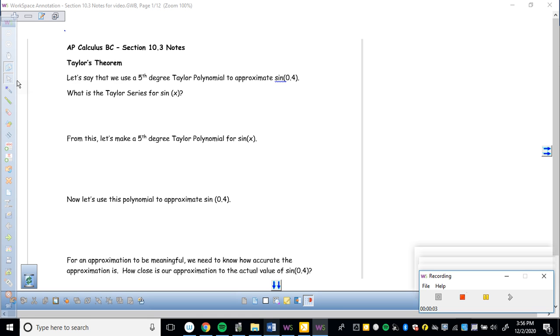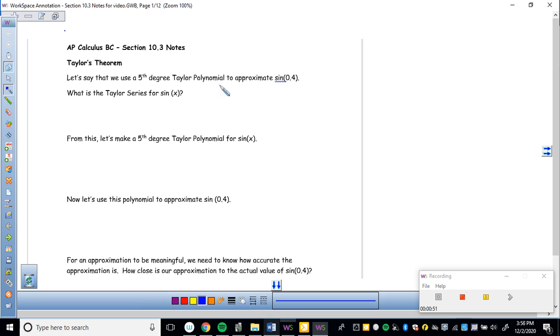So we'll start today with looking at this first example. Let's say we use a 5th degree Taylor polynomial to approximate sine of 0.4. To do this, we need to know what the Taylor series for sine of x is, which we have used many times already. That is x minus x cubed over 3 factorial plus x to the 5th over 5 factorial. They said 5th degree, so I go out until the power of x is 5.